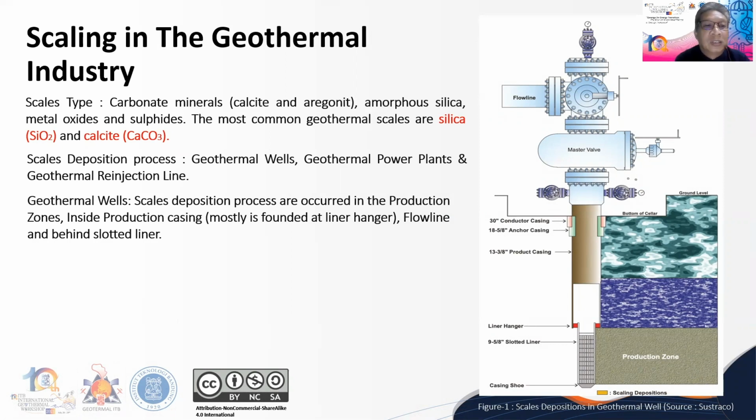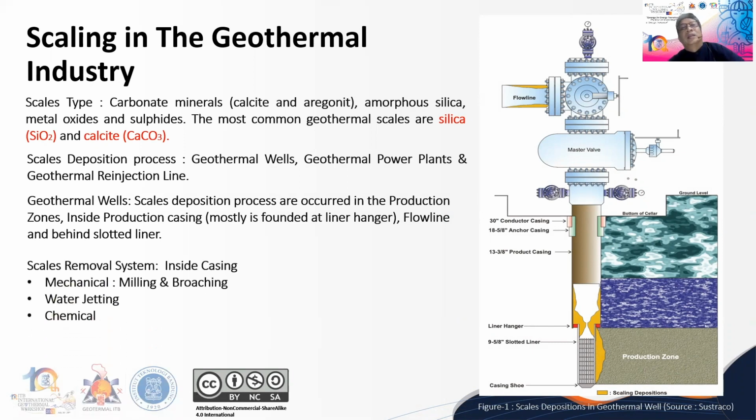In this discussion, we will focus more on the geothermal well. Scale deposition occurs in the production zone, inside the production casing, or is mostly found at the liner hanger. So please see the picture. This is the area of the liner hanger, and then in the flow line, and also behind the slotted liner or near wellbore.